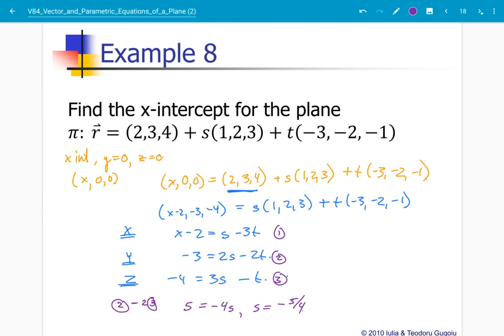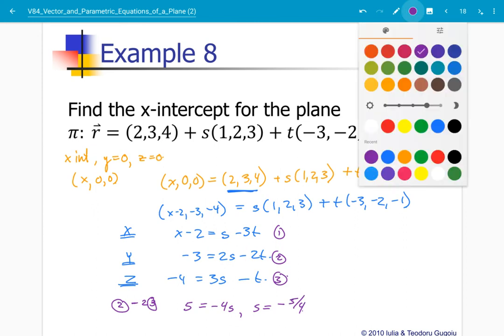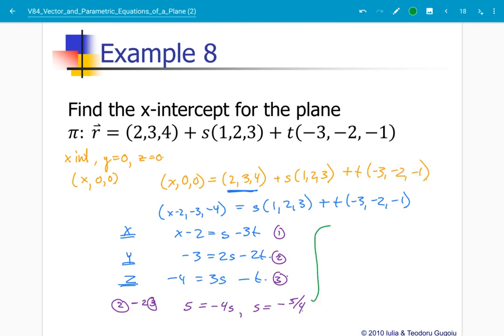All right, I need to solve for t still. Okay, sub s into, I guess it doesn't matter, I'll do 3. Negative 4 is equal to 3 times negative 5/4 minus t. So that's negative 16/4 plus 15/4 equals negative t. t is equal to 1/4.